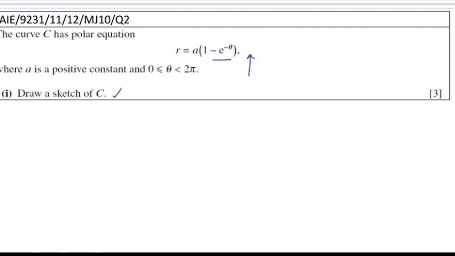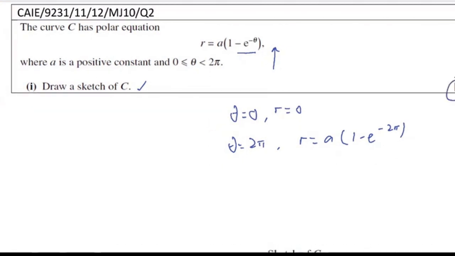With this, we can find out the value for theta equals to 0. When theta equals to 0, r is 0. When theta equals to 2 pi, r takes the exact value 1 minus e power negative 2 pi. But again, we know that it's strictly increasing. For this, they allocated 3 marks, which is quite a lot for sketching, so we have to pay more attention to this sketching here.